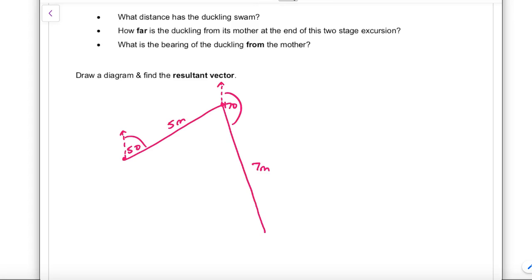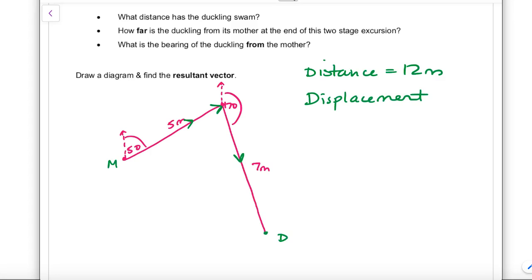So when we draw a vector, we can draw a straight line either with an arrow at the end or an arrow in the middle. And that just helps us show what direction in our diagram the duckling is swimming on. So once the duckling has left its mum and swum its 2 stages, it is at rest, which means we can see the duckling has swum a total distance of 12 metres. But its displacement is not 12, because its displacement is how far it is from its initial position.